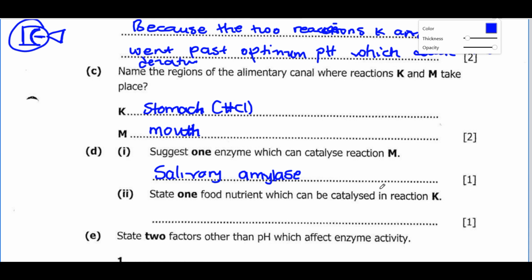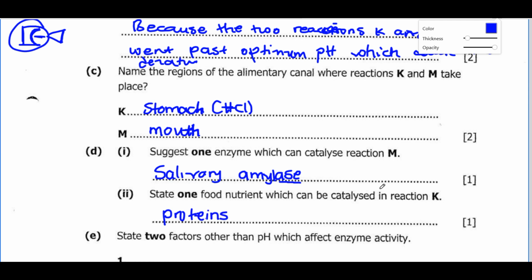And one thing that you need to know about most of these enzymes, their suffix is ASE. They end in ASE. Then we have Roman number 2. State one food nutrient which can be catalyzed in reaction K. So reaction K is where we are looking at the stomach, which has the acidic medium. So in the stomach, the food nutrient or the digestion that starts in the stomach is for protein.